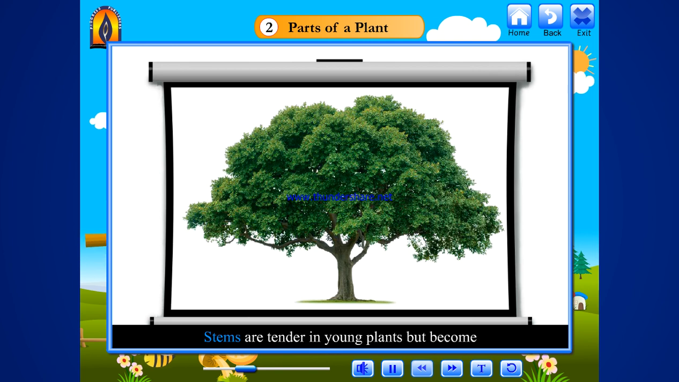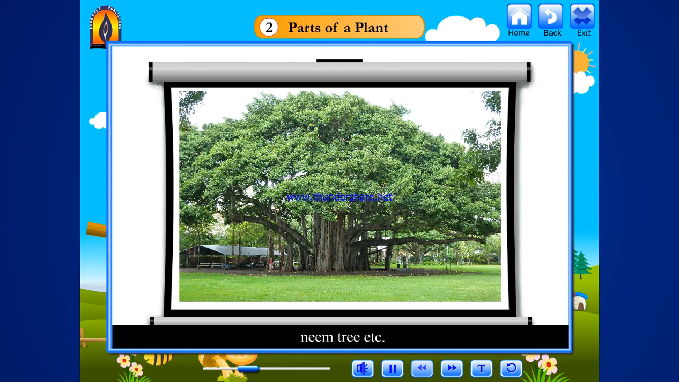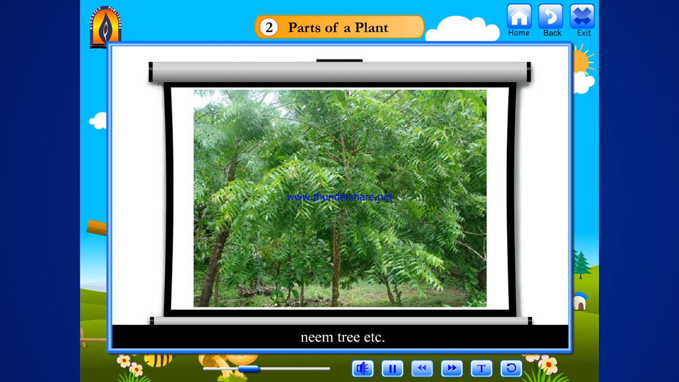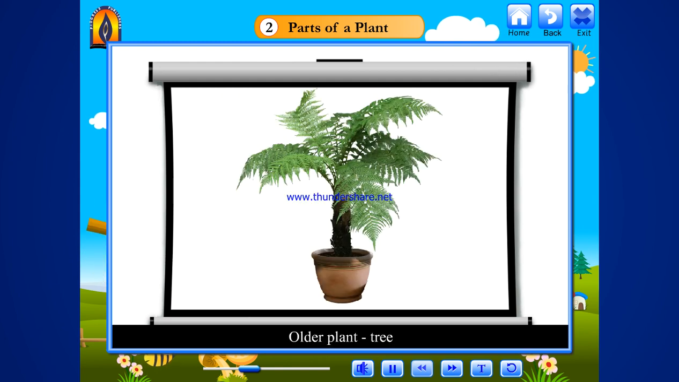Stems are tender in young plants, but become hard and woody in older plants. In big trees, the main woody stem is called the trunk. For example, banyan tree, neem tree, etc. Young plant, older plant, tree.